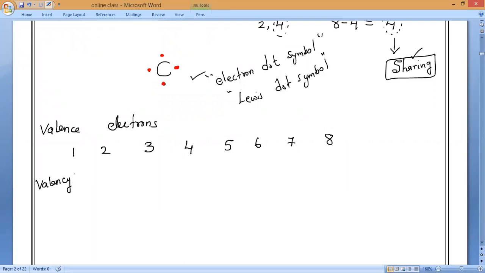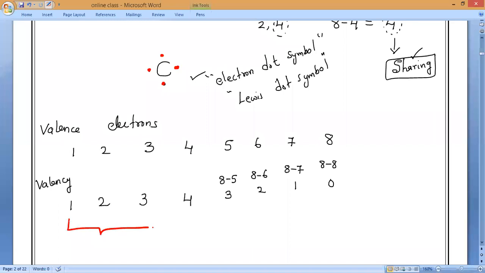Valency. If 1 is there, what is the valency? 1. 2 is there, what is the valency? 2. 3 is there, what is the valency? 3. 4 is there, what is the valency? 4. Are you clear? Now 5 is there, what is the valency? Everybody respond, guys. 8 minus 5, 3. 6 is there, 8 minus 6, how much? 2. 7 is there, 8 minus 7, 1. 8 is there, 8 minus 8, 0. Okay, this is what you have to remember.